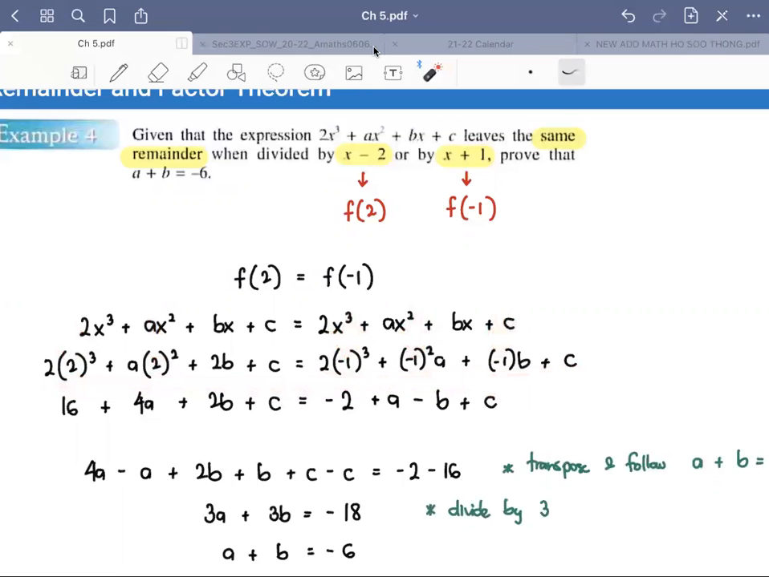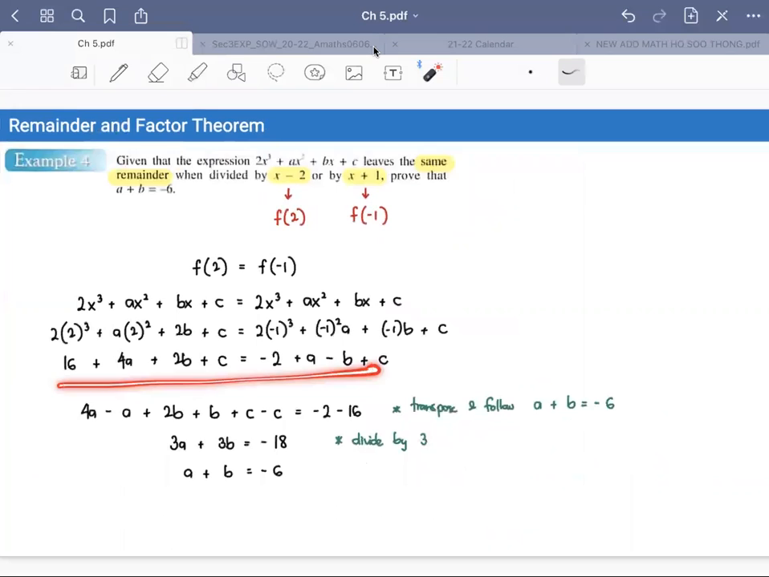And again, they're still equal to one another. Basically, simplify everything here. You'll get 16, and this is 4a. Obviously, this is 2b, and then this is c. When you simplify this, you'll get negative 2. This one, you'll get positive a. Then this one, you'll get negative b, and you bring down c. So we're here now. What's next after this?